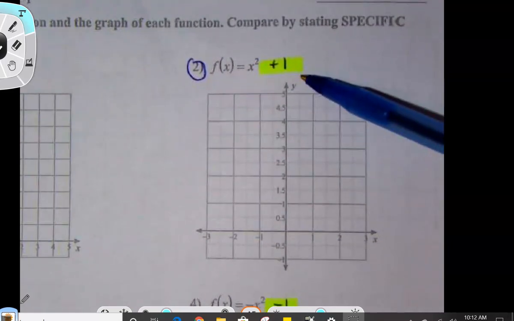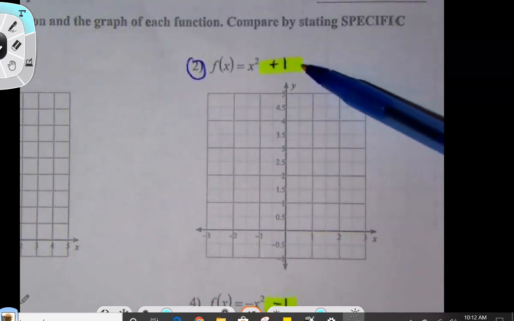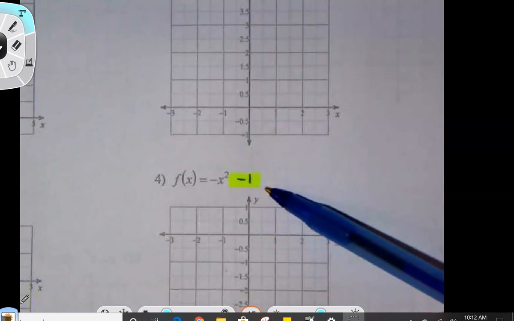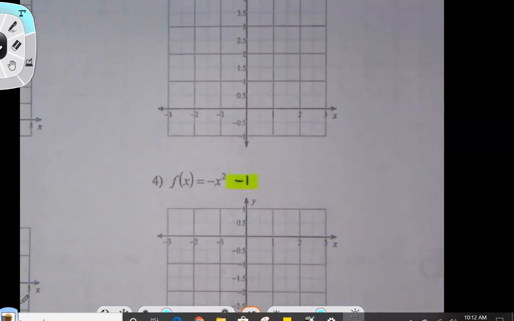So just a couple things. I put it in the comments, but number 2 should have f of x is equal to x squared plus 1, and in number 4 it should be negative x squared minus 1. So make sure you add those two things.